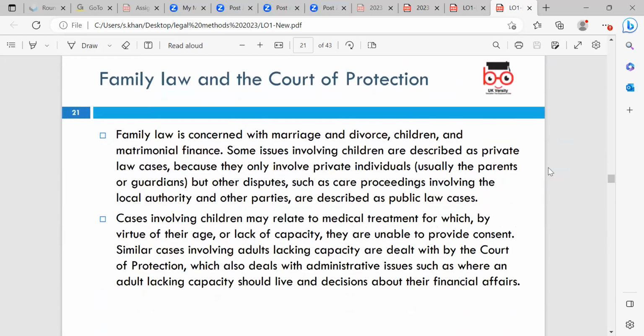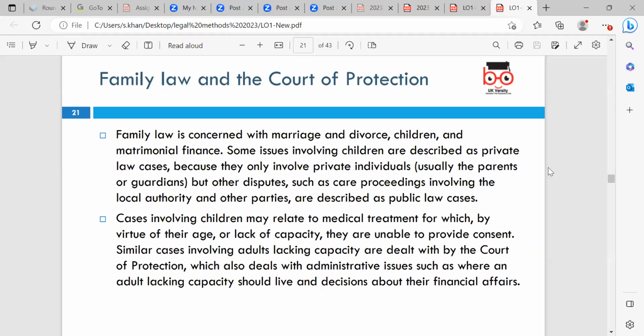Family law and the Court of Protection. Family law is concerned with marriage and divorce, children and parental matrimonial finance. Some issues involving children are described as private law cases because they only involve private individuals, usually the parents or the guardians. But other disputes such as care proceedings involving the local authority and other parties are described as public law cases. Cases involving children may relate to medical treatment for which, by virtue of their age or lack of capacity, they are unable to provide consent.